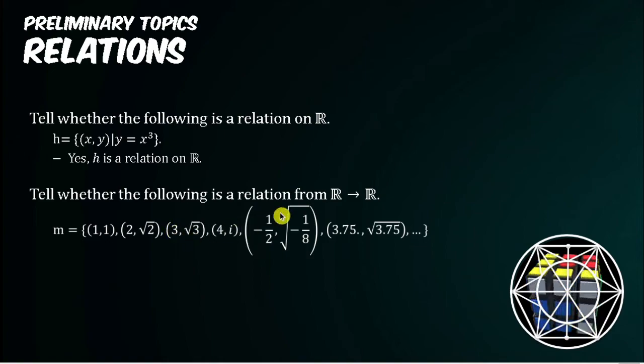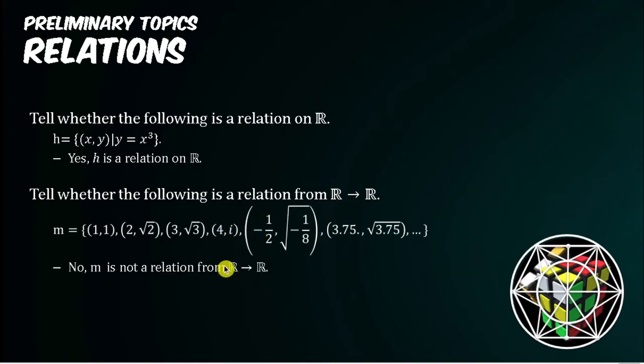How about this one? This possible relation, we are not sure yet, is written using the roster method. It's still infinite because there is an ellipsis here. But it's on R still. Is this a relation? The answer is no, because we can identify an ordered pair there that can never be found in R cross R. Because this is 4 and i. This is not a real number. i is not a real number. It's outside the grasp of R cross R.